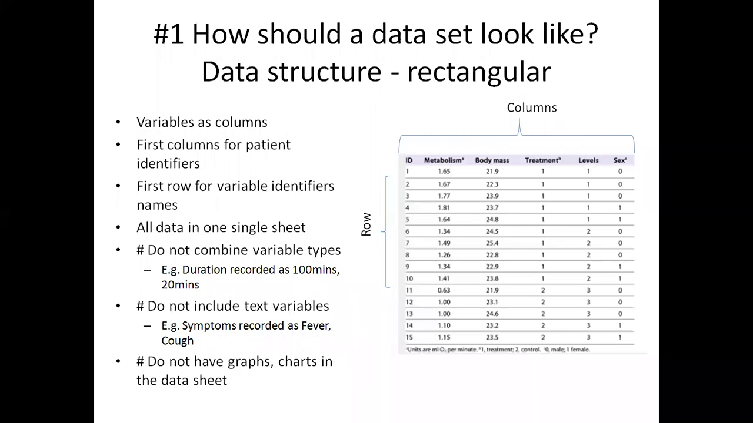The third caveat is that in your data sheet, which you're planning to use for your analysis, do not have any graphs, charts, or any other notes which you would generally have in your lab. If the database is meant for analysis, and you're going to use it for the results of your thesis, keep it as clean as possible. So that's the first thing: the structure of the data. Make sure it follows these guidelines that I just mentioned.